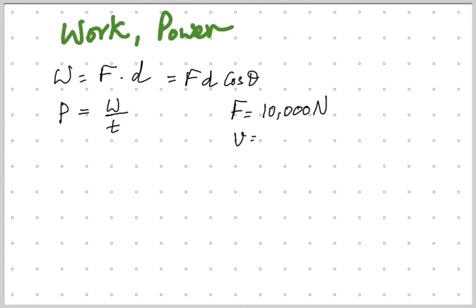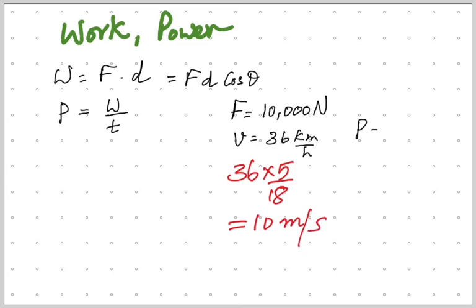I'm giving an example. Force is 10,000. Velocity is 36 kilometers per hour. Find the power. Go. Find the power. But how do you find the power? Force times velocity. Force times velocity. Why? Because distance over time is velocity.